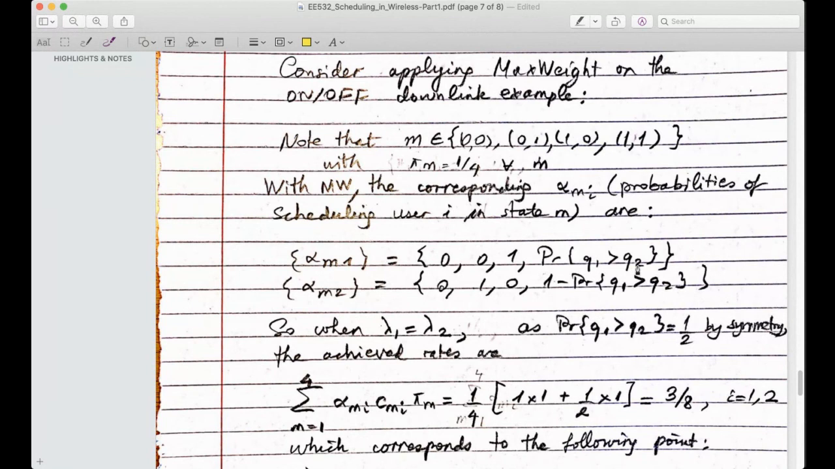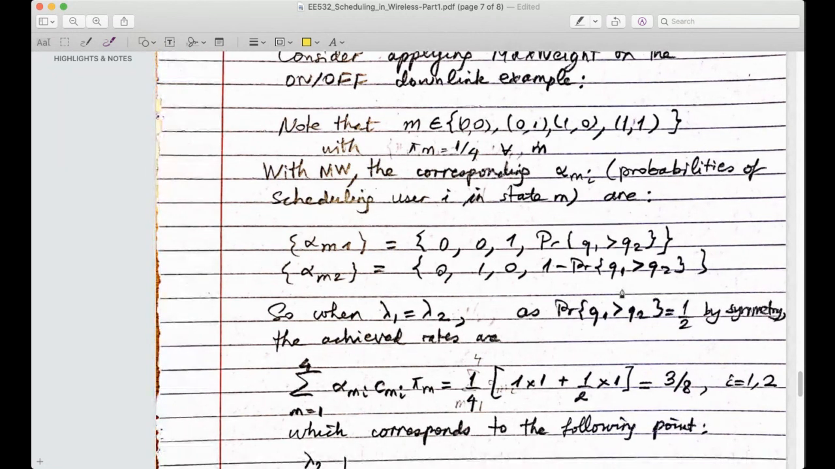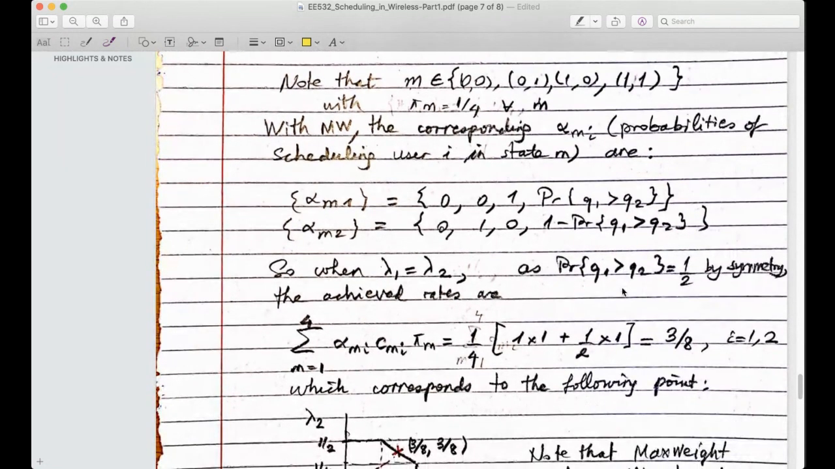Similarly, alpha M2 is 0 or 1 in the other states, and in the 1,1 state, it's 1 minus the probability that Q1 is larger than Q2. Now suppose for simplicity the arrival rates into both Qs are the same. Then by symmetry, if we keep applying max weight, it is easy to see that the probability that Q1 is larger than Q2 is going to be a half.